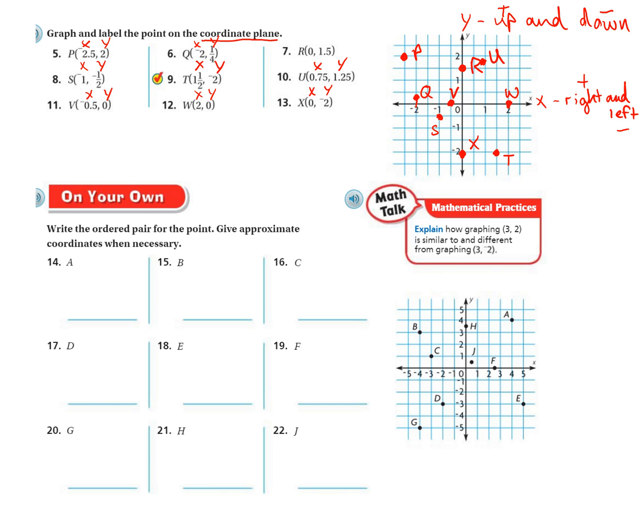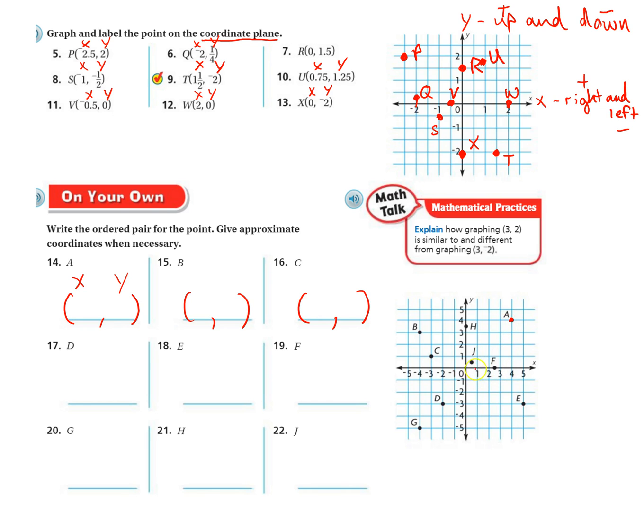So I'm done. All right, let's move on to 14 through 22. Now this time, they gave you the coordinate plane and all the points already graphed. We just need to find the ordered pairs for all of these. Okay, so point A, right here, to get to point A, starting at the origin, I have to move right or left first, because that's the X, and then up or down second, because that's the Y.